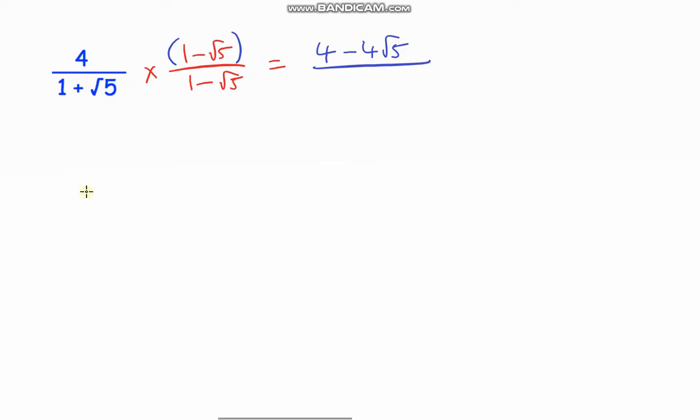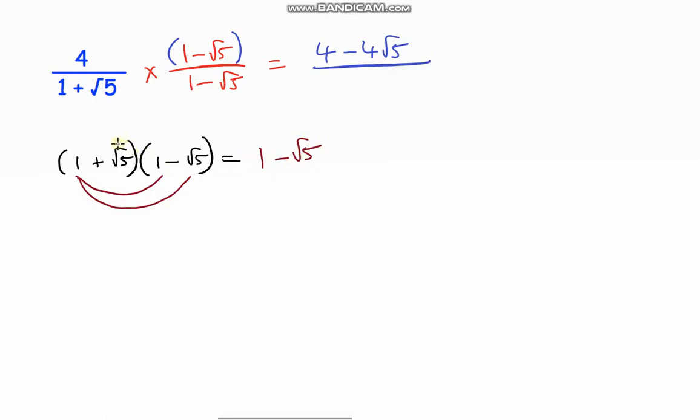Now our denominator, again I'm going to use the FOIL technique, so 1 plus root 5 times 1 minus root 5. So if we concentrate on the first terms, 1 times 1 is 1. Now the outside terms, 1 times negative root 5 is negative root 5. Now the inside terms, root 5 times 1 is positive root 5. And hopefully you can see now that these will cancel out. And then positive root 5 times negative root 5 is just negative 5.